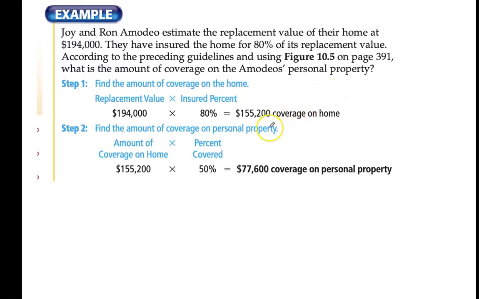Now, what they're talking about is this figure on 10.5. That just tells you how much everything is. On that, I can find that personal property is 50%. So you take the amount of coverage, times 50%, and you get $77,600.